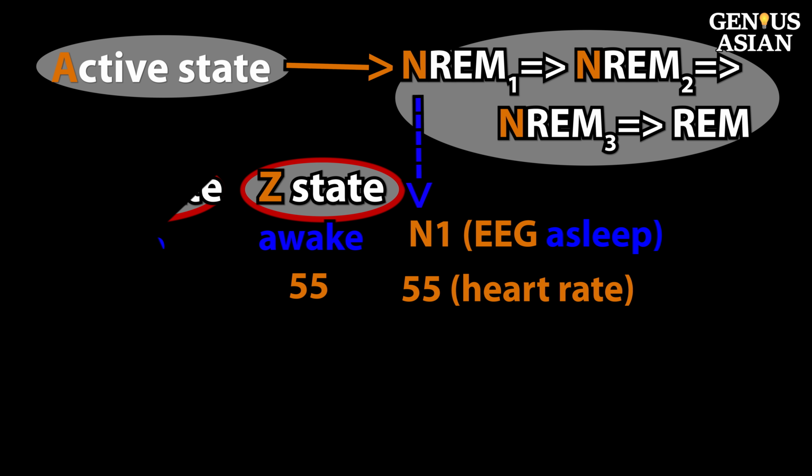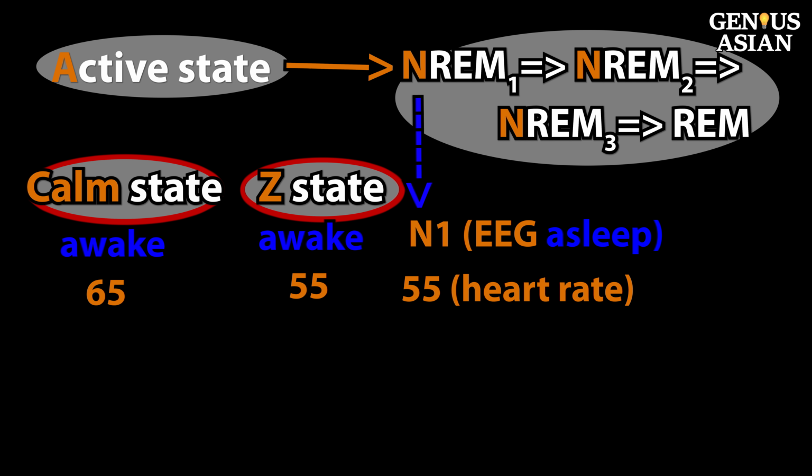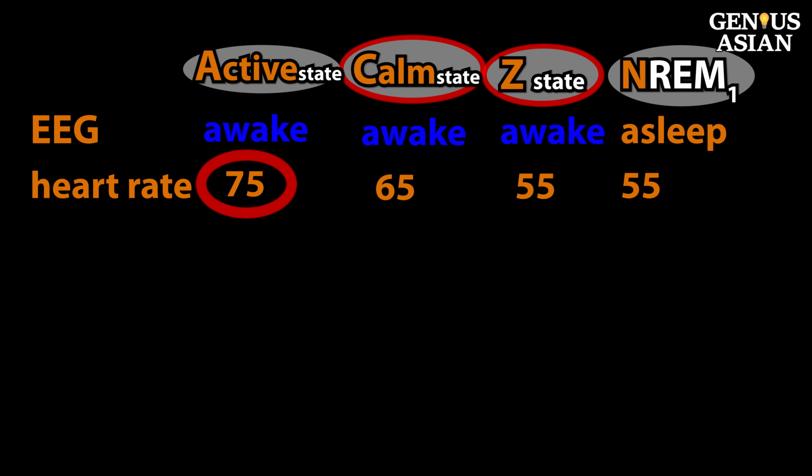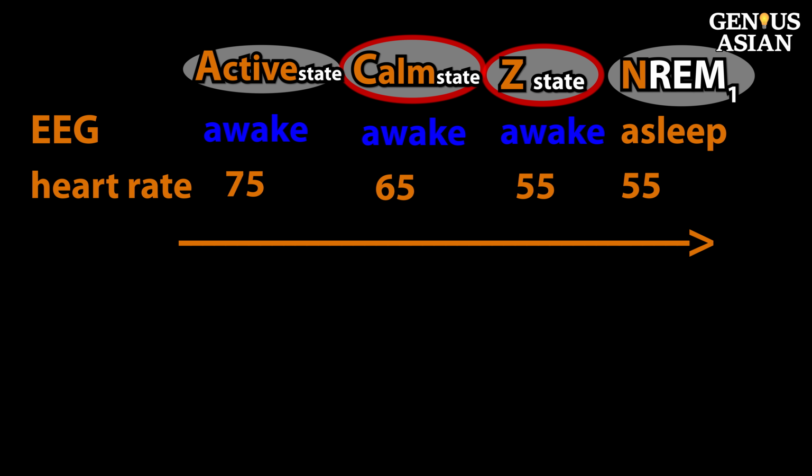If we trace back, we will find a calm state with a heart rate of 65. Of course, we started with the active state with a heart rate of about 75. Our goal for this video is to transition from active to N1. Since we added 2 new intermediate states, calm state and Z state, we can use one method to transition from active to calm and a different method to transition from calm to Z state. This way, we can optimize the time for the transition to the intermediate states so that we can fall asleep faster.